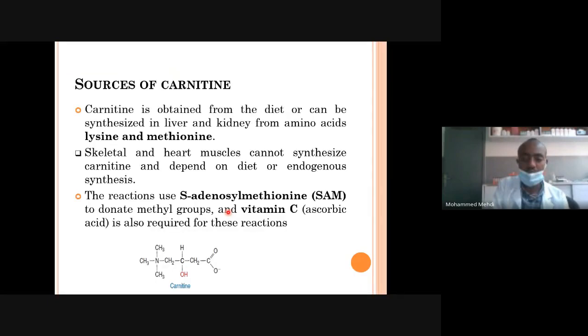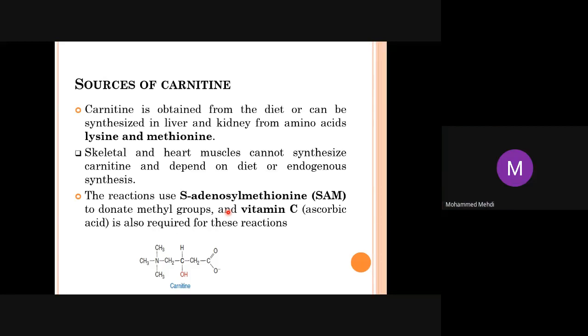The source of carnitine, as I told you before, is two amino acids, lysine and methionine, which form carnitine. The synthesis occurs in the liver and kidney. Liver and kidney are the organs where carnitine is formed. The skeletal and heart muscle cannot synthesize carnitine. They are always dependent on diet or endogenously synthesized carnitine. What are the dietary sources of carnitine? Meat contains a high amount of carnitine. It will be the source of carnitine for skeletal muscle and heart muscle.